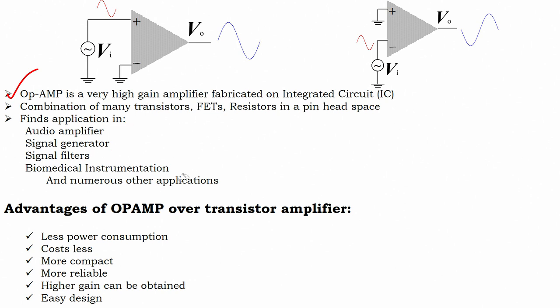So, having said that, what are the advantages of op-amp? Why do we have to use op-amp over a transistor amplifier, right? We have seen transistor based amplifiers, CE amplifier, CC amplifier, CB amplifier, right? Why should I use op-amp?